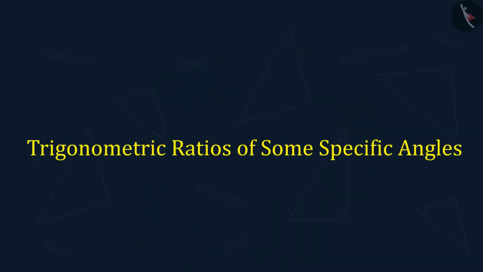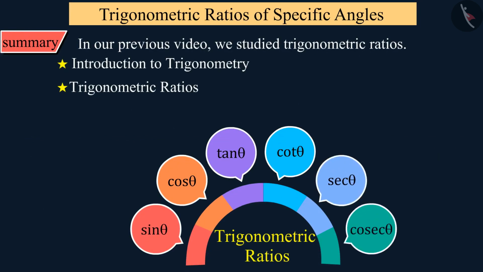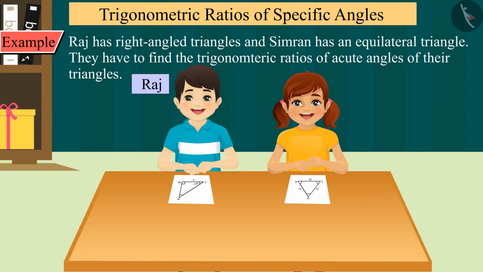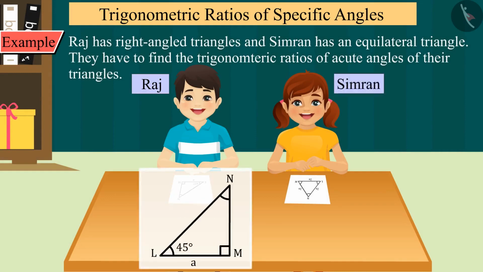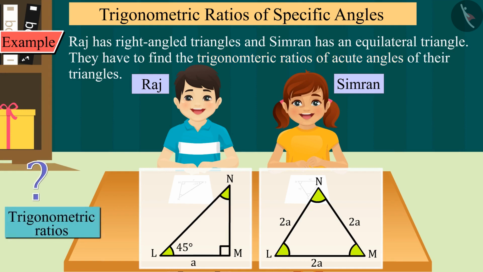Welcome to this video. In our previous video, we studied trigonometric ratios. Today, in this video, we will study trigonometric ratios of some specific angles. Raj has a right-angled triangle and Simran has an equilateral triangle, whose acute angles they have to find the trigonometric ratios of. So can you tell how Raj and Simran will find them?